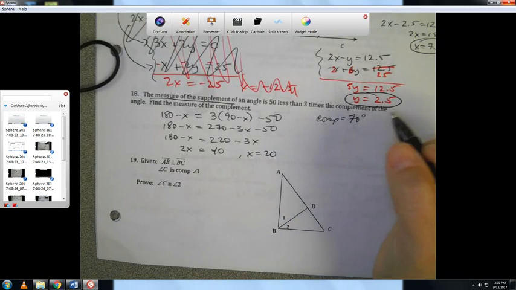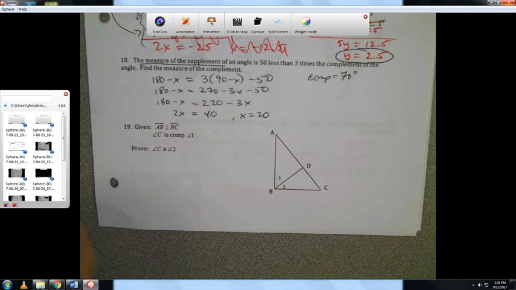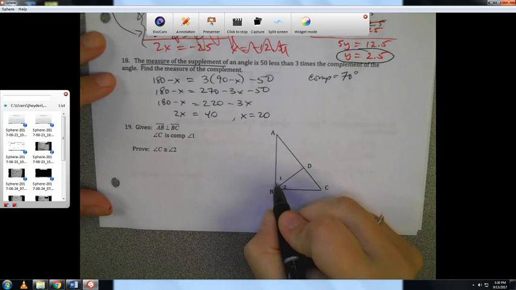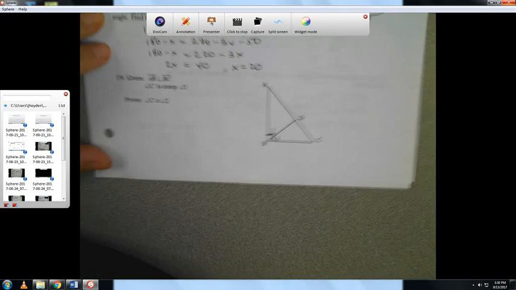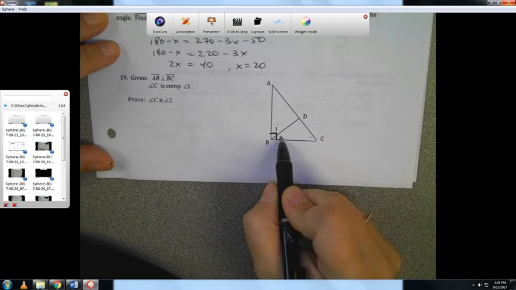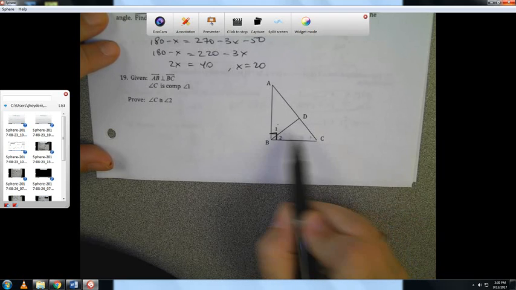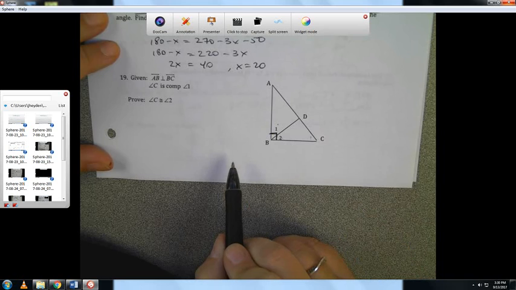All right, 19. AB is perpendicular to BC. Angle C is complementary to angle 1. This one is complementary to this one. Prove angle C is congruent to angle 2. Okay, well, if C is complementary to 1 and 2 is complementary to 1 because they form a right angle, then C and 2 have to be congruent. So that's where we're going with this.